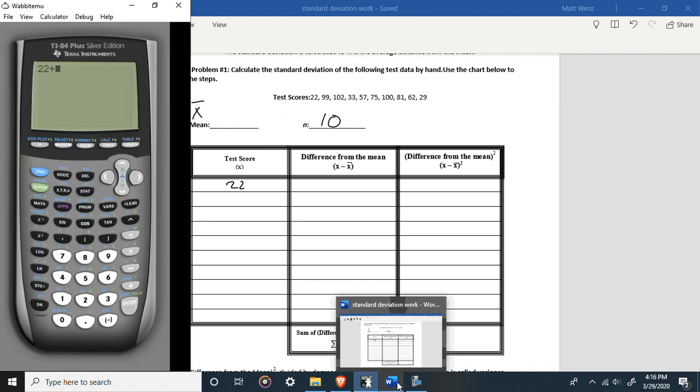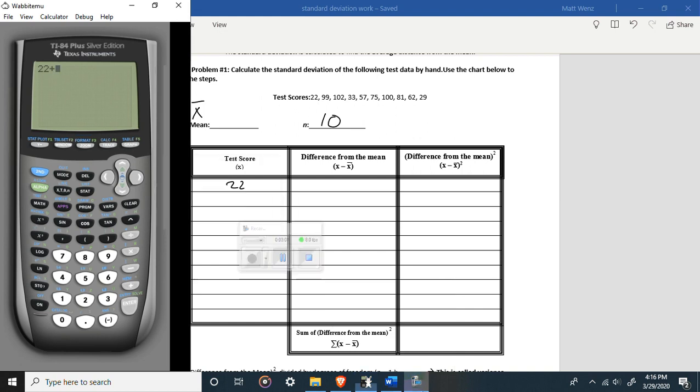So we're going to say 22 plus 99 plus 102 plus 33 plus 57 plus 75 plus 100 plus 81 plus 62 plus 29. Okay, it's 660. That's our total. Then we're going to divide that number by the number of entries we had, which we said was 10. So what's your mean? Your mean is 66.